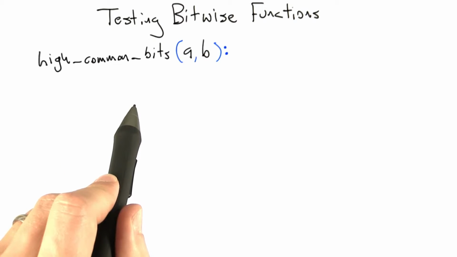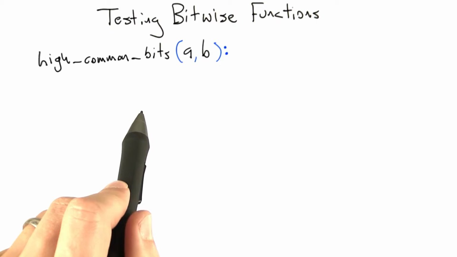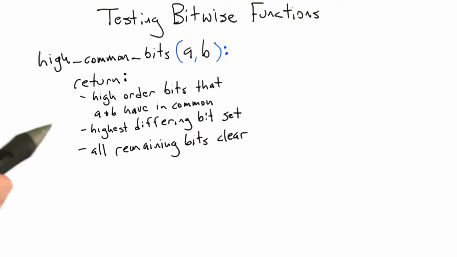The first bit where the two inputs differ at a bit position starting from the high end is set, and all remaining bits are cleared. Okay, so that's probably completely unclear just as a list of requirements. So let me do an example.